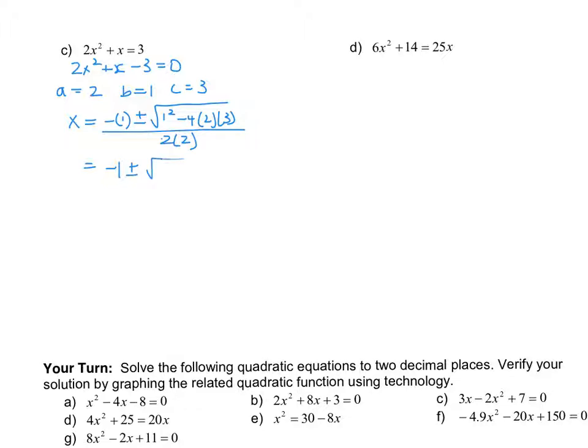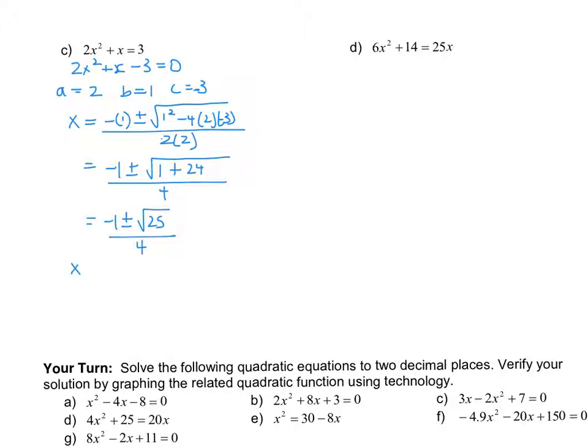So you have negative 1 plus or minus, I'm going to have a 1. Oh, I missed my negative again on my c value. I'm having a problem with my negatives. So the c was negative 3. Under the square root sign, we have 1 squared is 1, minus 4 times 2 times minus 3, so that will be a plus. 4 times 2 is 8, 8 times 3 is 24. All over 4, negative 1, plus or minus the square root of 25 divided by 4.